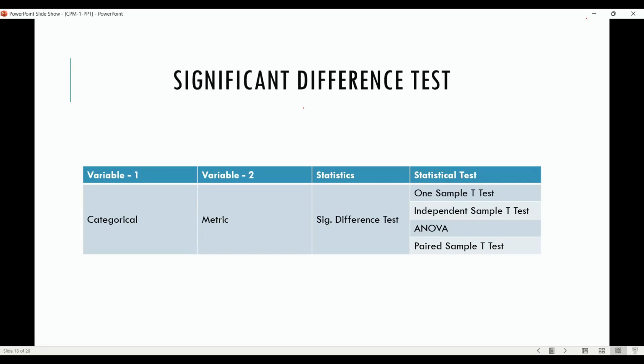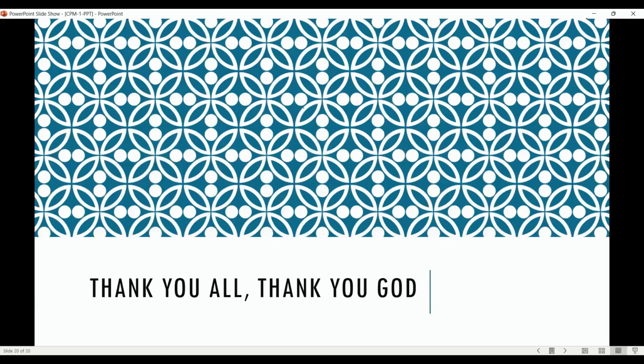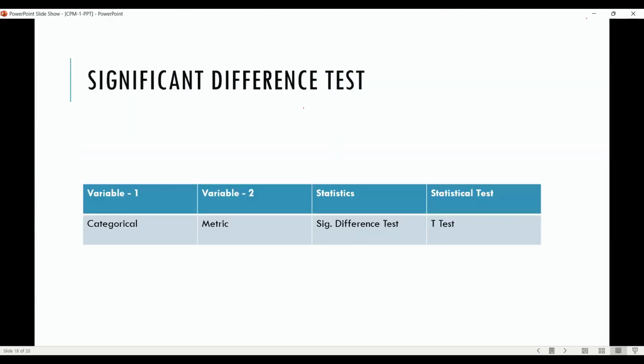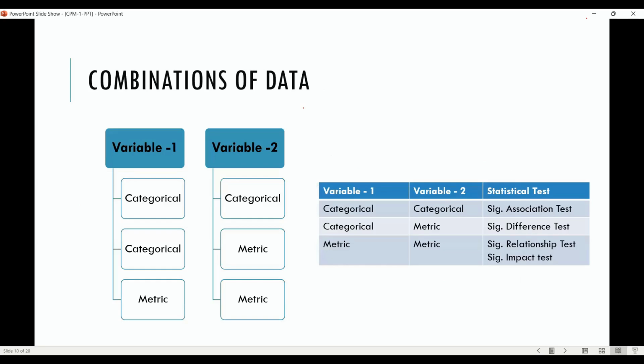But in case your sample size is very low, less than 30 or 35, at that point of time, you'll be using a non-parametric test, which is called the Mann-Whitney test, Wilcoxon rank test or Kruskal-Wallis test, which are the compensatory tests for independent sample t-test, paired sample t-test, and ANOVA test. So this is what the entire statistics is all about.